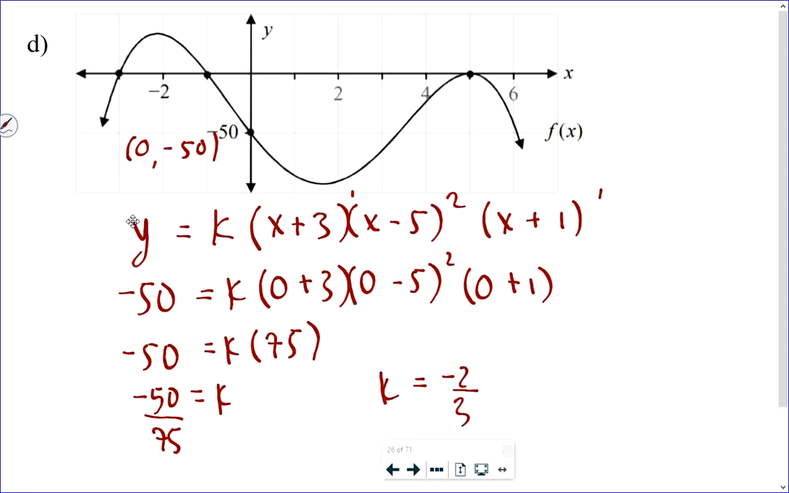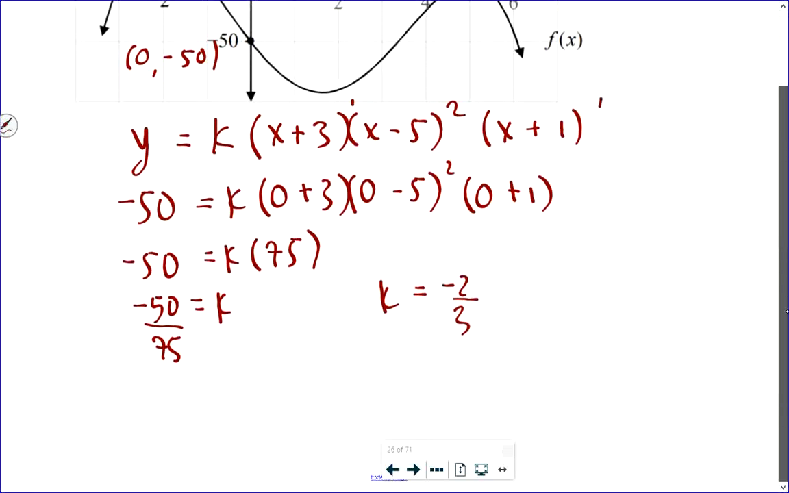Is my reduction correct? I'm pretty sure it is. But I also said a second ago that negative 5 quantity squared was 50. So what does that mean? It means our polynomial function is y equals p of x equals f of x, whatever notation is appropriate, negative 2/3, and then multiplied by all of our factors.